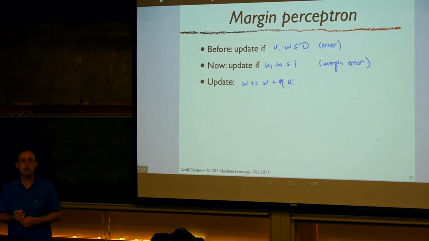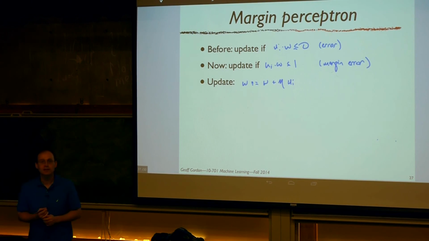It's a little bit harder to code into a piece of software that you ship out to 1 million iPhones. So if you want to encode the result of your learning as a weight vector, you probably want to do the margin perceptron instead of the perceptron. Okay?